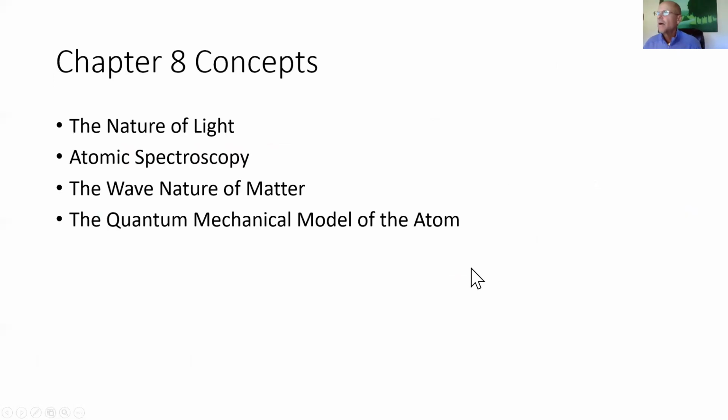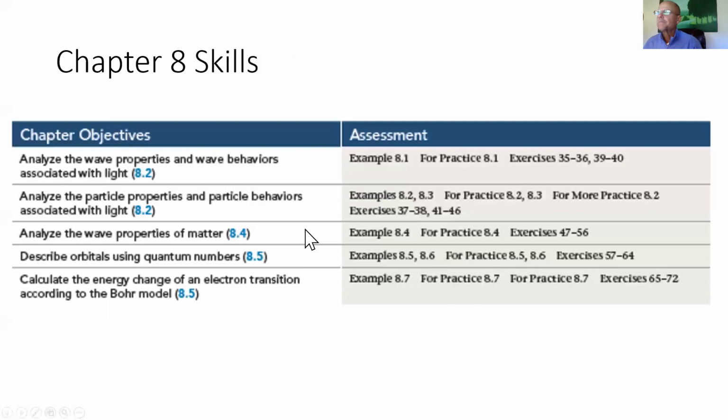Very good. All right. Chapter 8, we talked about the nature of light. So know what light is. It's both its description as a wave phenomenon and as a particle phenomenon. We talked about atomic spectroscopy, the line spectrum being given off by elements when you excite them, typically with electrical current. We talked about the wave nature of matter, the double slit experiment, the de Broglie wavelength of electrons. And then we talked about the quantum mechanical model of the atom, so the quantum numbers and the orbitals and all of that.